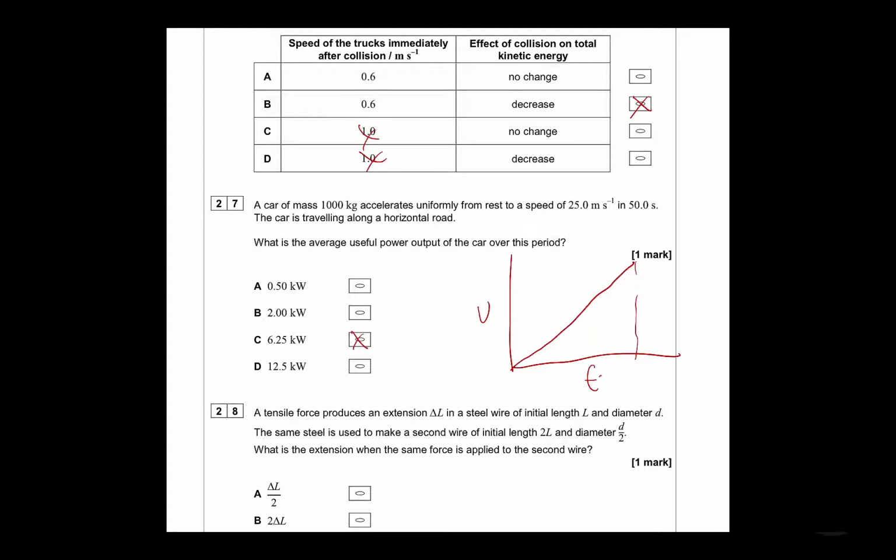No, that's distance. That's not what I want at all. So actually ignore my velocity time graph idea. That's not right at all. Yeah. So average kinetic energy. So how much kinetic energy did it have at the end? So that got transferred to it in 50 seconds. So the average power output is the kinetic energy divided by the time.